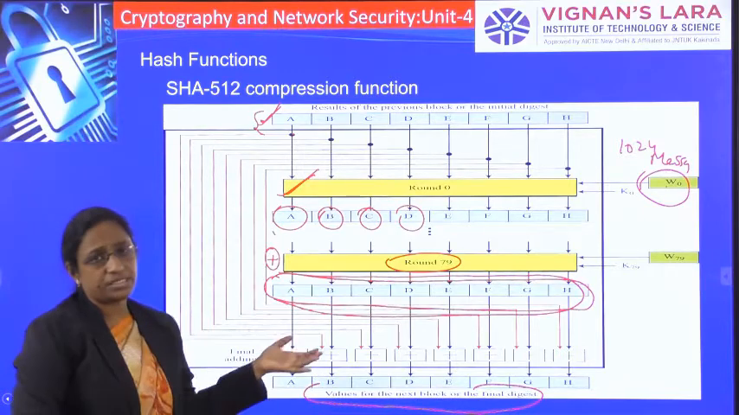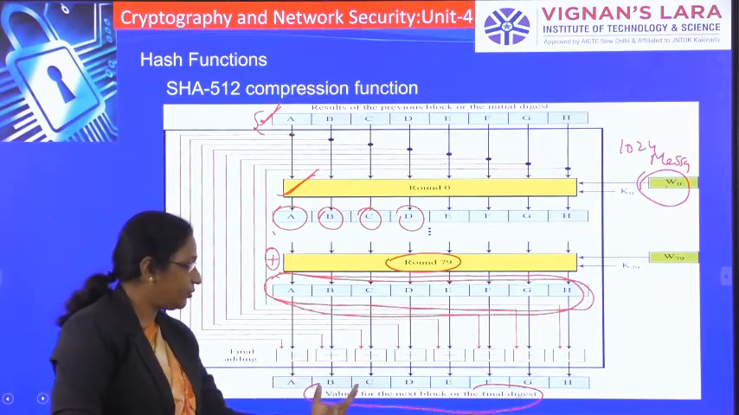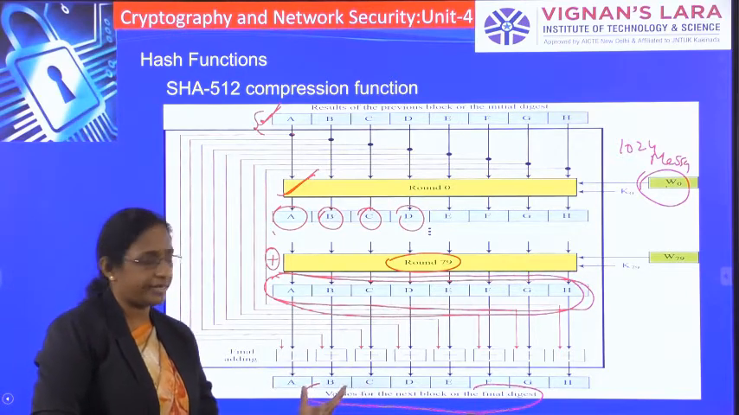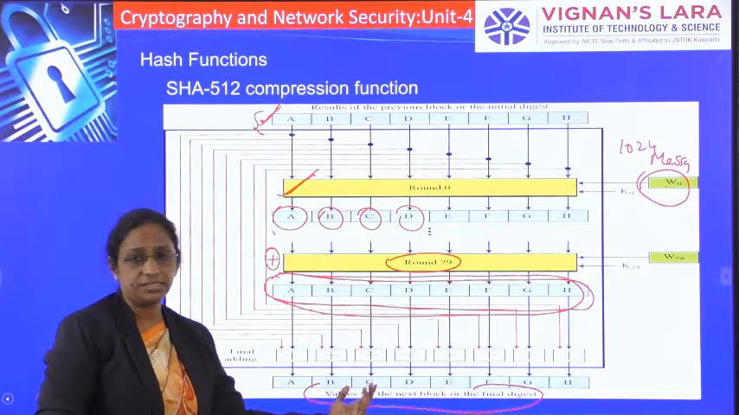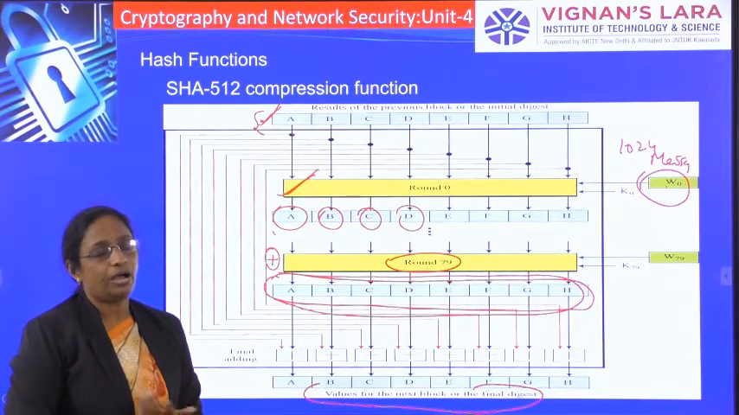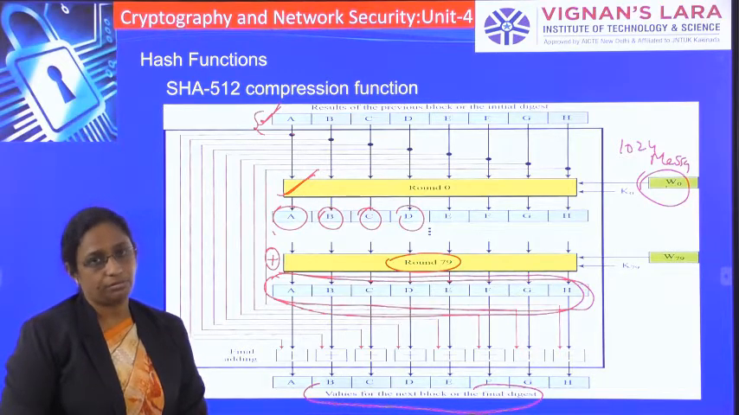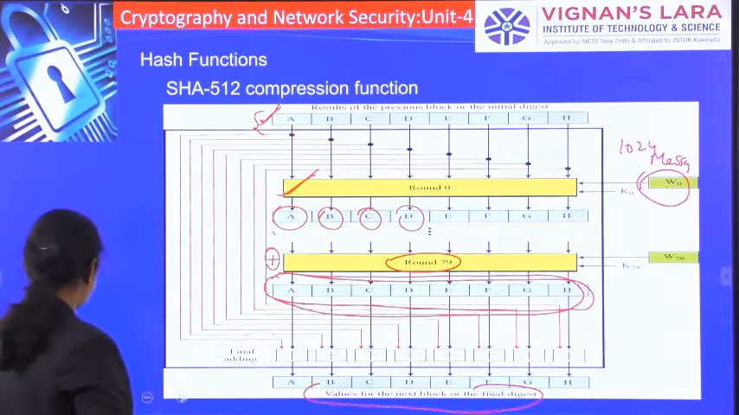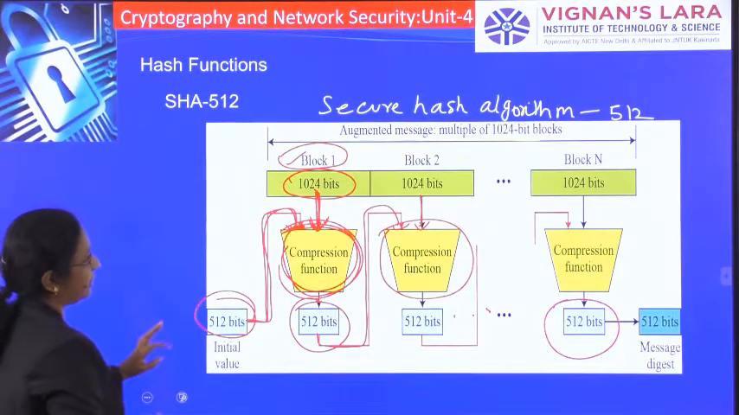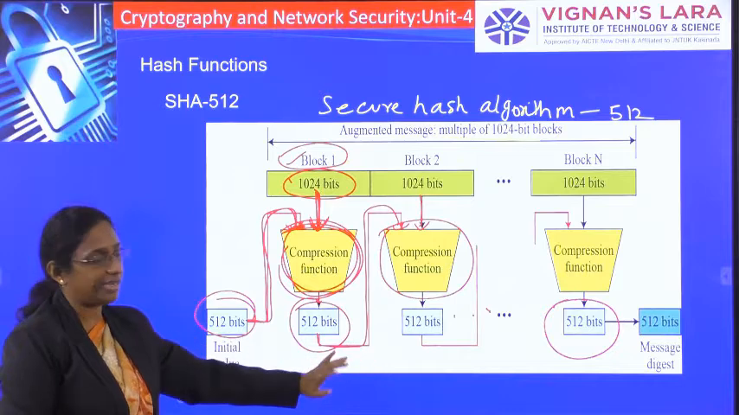After crossing the nth block, whatever output 512 bits you are getting from these registers will be your final digest value, or we can say your final modification detection code. So that is about the SHA-512 algorithm. This is the overall structure of the SHA-512 algorithm.